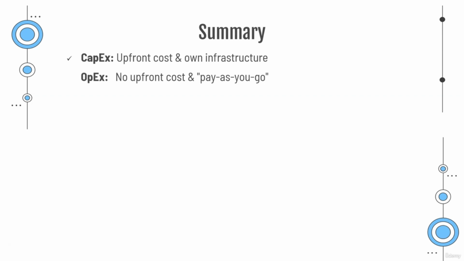And opposing to this is operational expenditure. In this case, we don't have any upfront cost. For example, we are just renting anything, we are just paying as we are using it. And this mostly applies to Azure Cloud because we usually pay for the services when we are needing them.